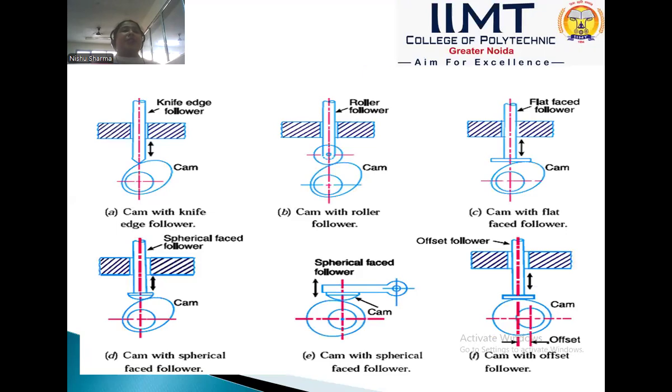In this diagram, A to E are radial followers: a cam with knife edge follower, a cam with radial roller follower, a cam with flat face follower, and a cam with spherical face follower. A to E are shown as radial followers, and in these diagrams we see that the center line of the cam and the axis of the follower are the same, so it is called a radial follower.